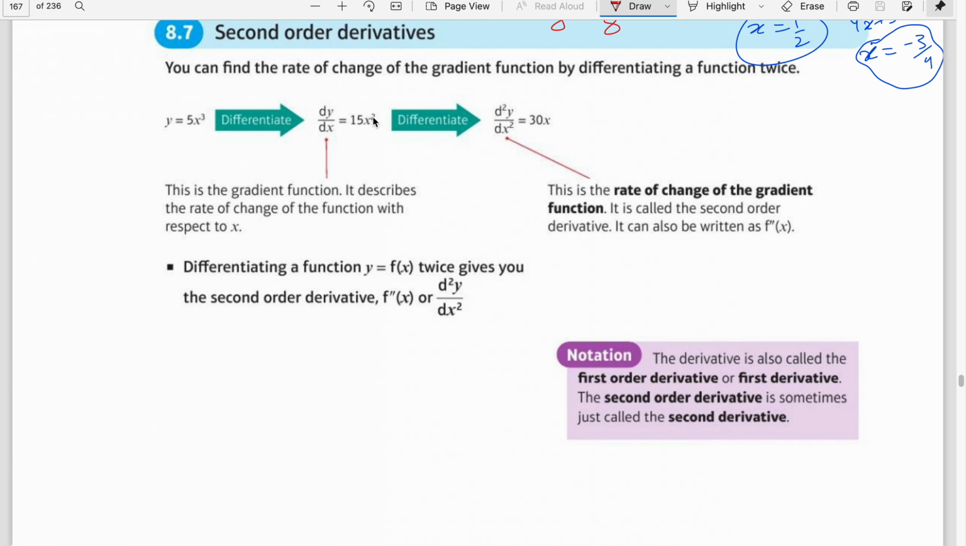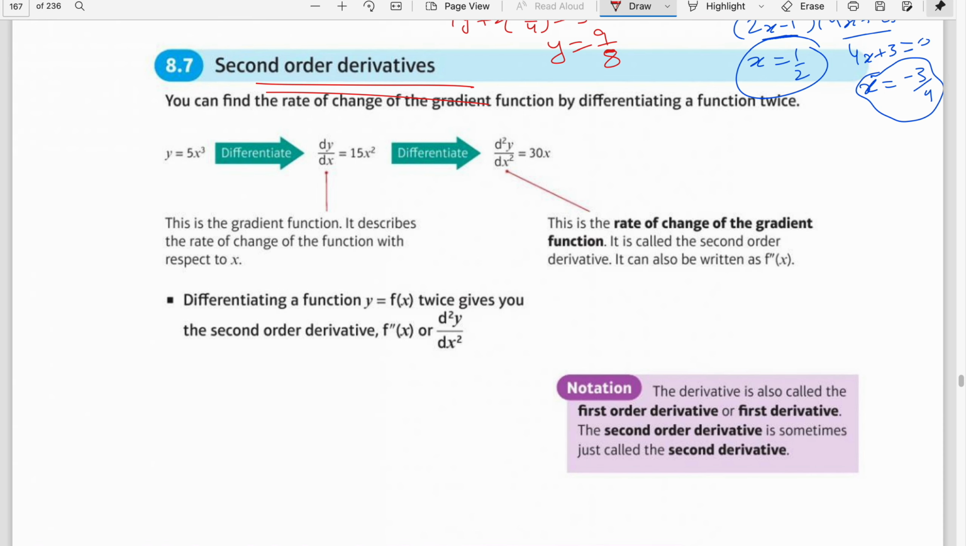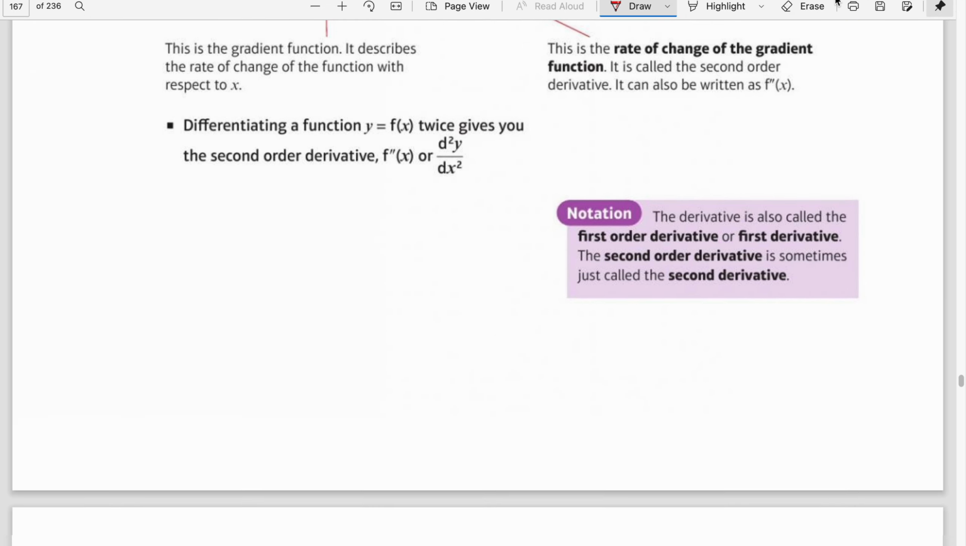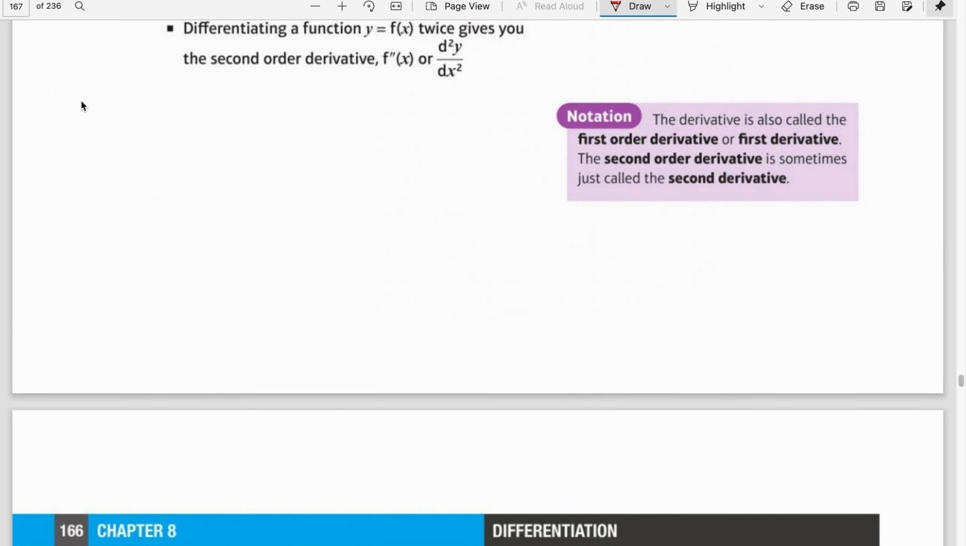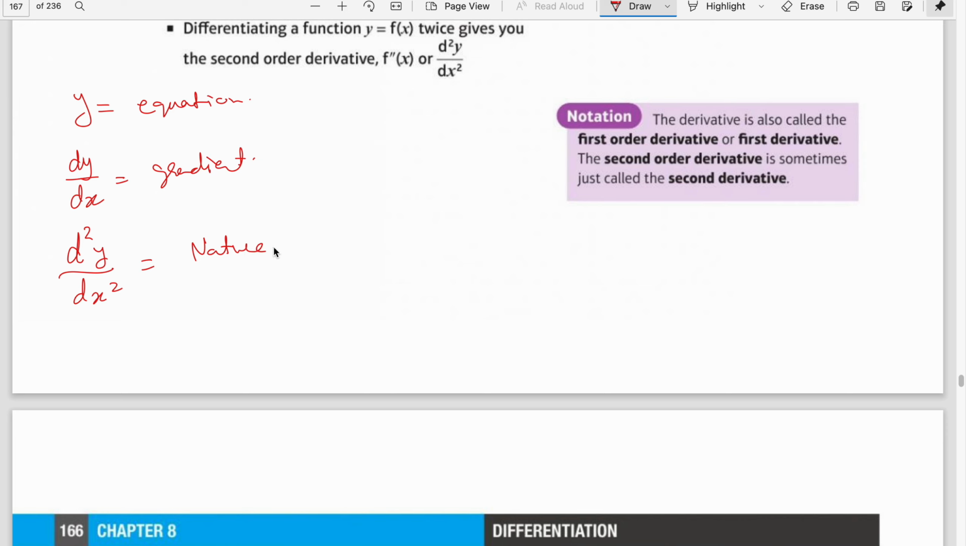Okay, this is it, which you were concerned about: second derivatives. So this is the order to understand second derivative. We have the equation, then the first derivative is dy by dx. This is the equation. This is the gradient, the first derivative. The second derivative is d squared y over dx squared. That gives you the nature of that point.